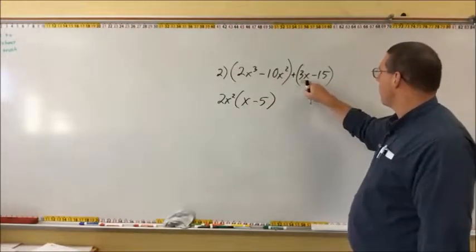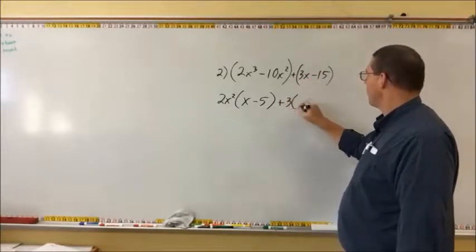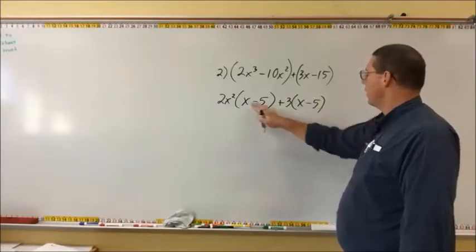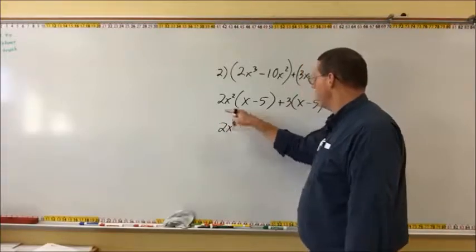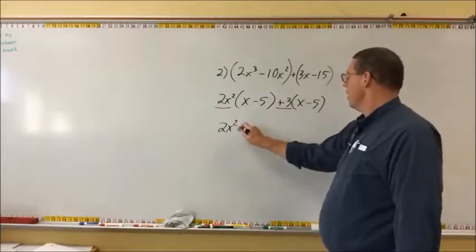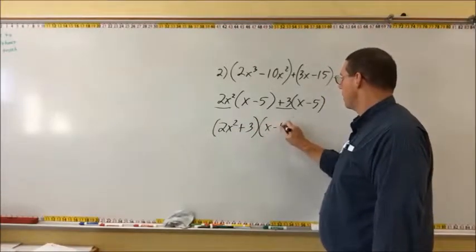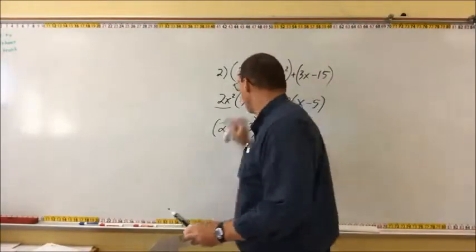Here I can factor out a positive 3, so I'll put plus 3. 3x divided by 3 is x. Negative 15 divided by 3 is negative 5. Got an x minus 5 and an x minus 5. That makes this 2x squared plus 3 as my first factor. Second factor is x minus 5. That's my answer. Moving on to question number 3.